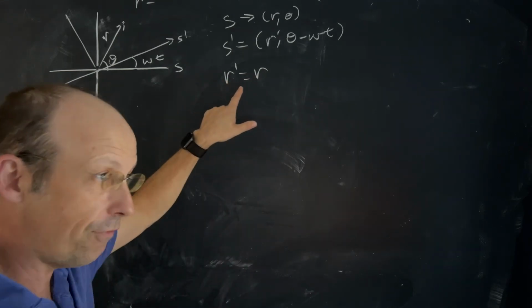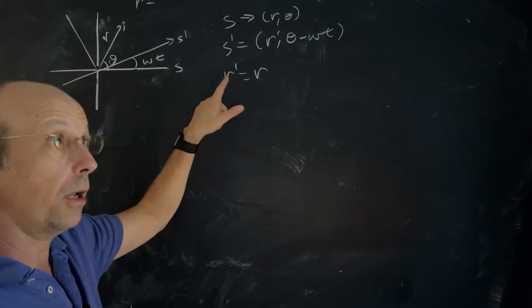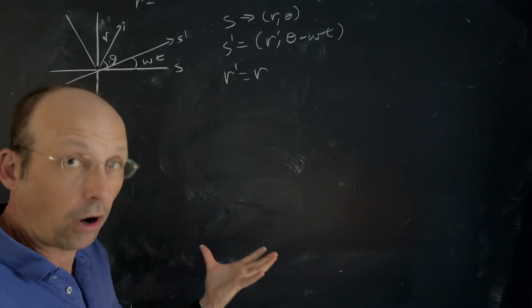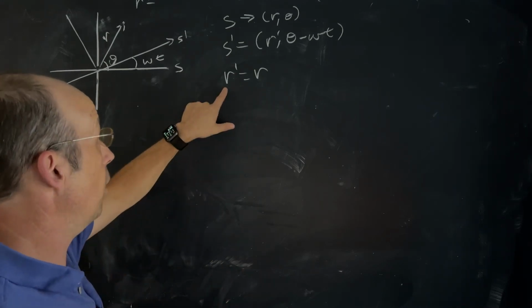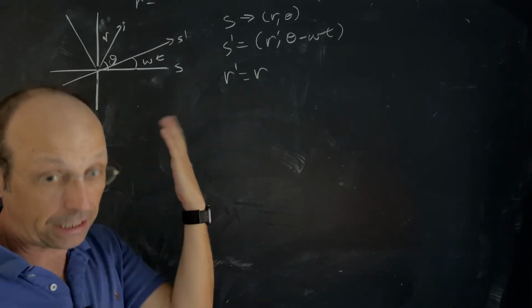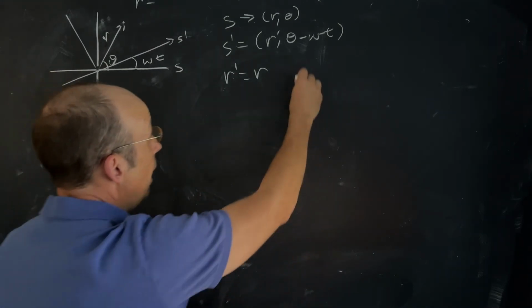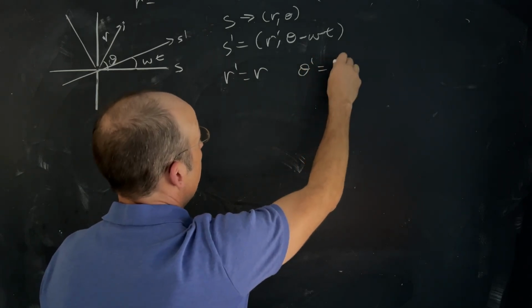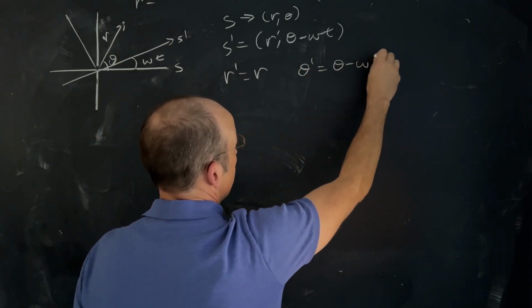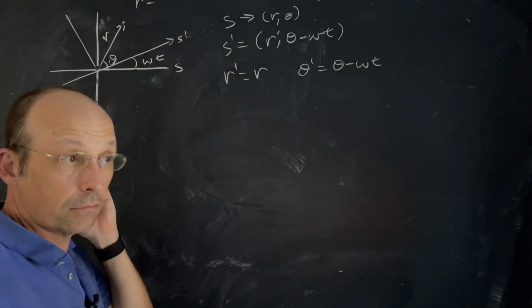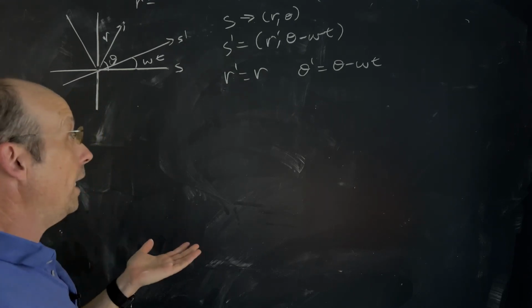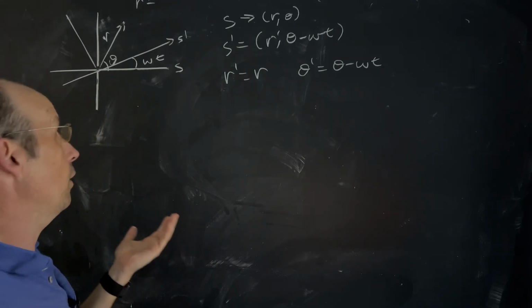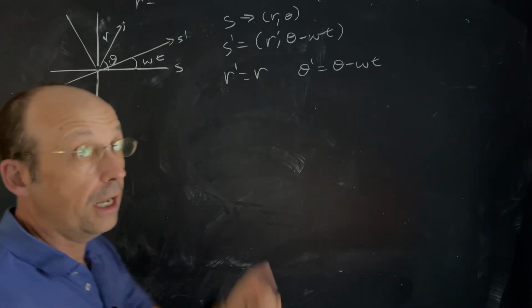So these are not vectors. These are your coordinates, right? R and theta coordinates. But the r and the r prime are the same. That's important. And then theta prime is theta minus omega t. Those are my relationships. So we can go ahead and look at the derivatives, right? I want to look at the derivatives in polar coordinates.